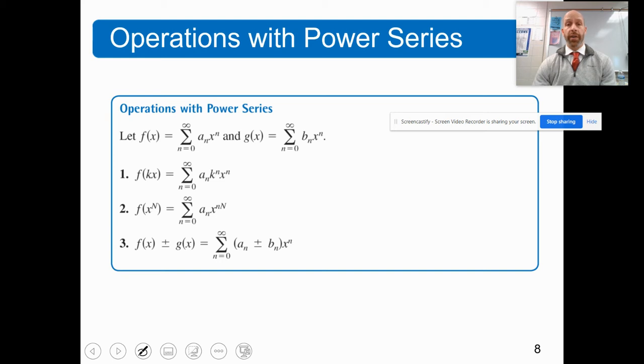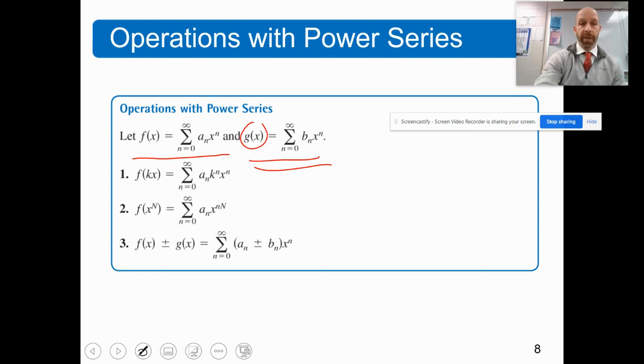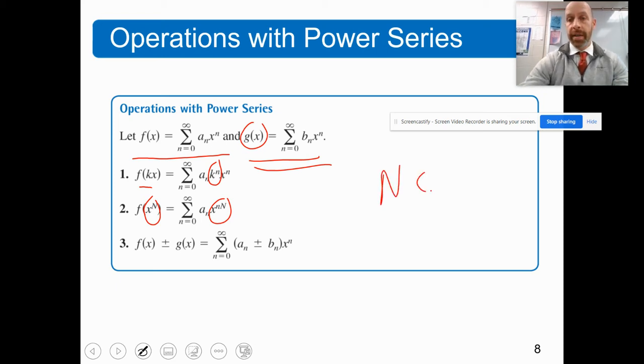All right, here are some operations for power series. If I have a power series for f that's represented here, and a different power series representation for a different function g, our first rule says if I take a constant k times x inside of the function, then all you have to do is plug k to the n inside there. If I take my x to some power, which we're going to see an example of in a minute, then you just take that x to the n and multiply it by n. By the way, capital N is going to be some integer.